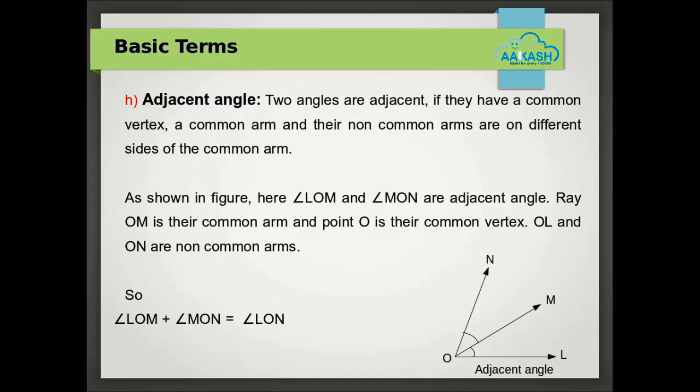Adjacent angles. Two angles are adjacent if they have a common vertex, a common arm, and their non-common arms are on different sides of the common arm. As shown in the figure, angle LOM and angle MON are adjacent angles. Ray OM is their common arm and point O is their common vertex, while OL and ON are non-common arms. Therefore, angle LOM plus angle MON is equal to angle LON.